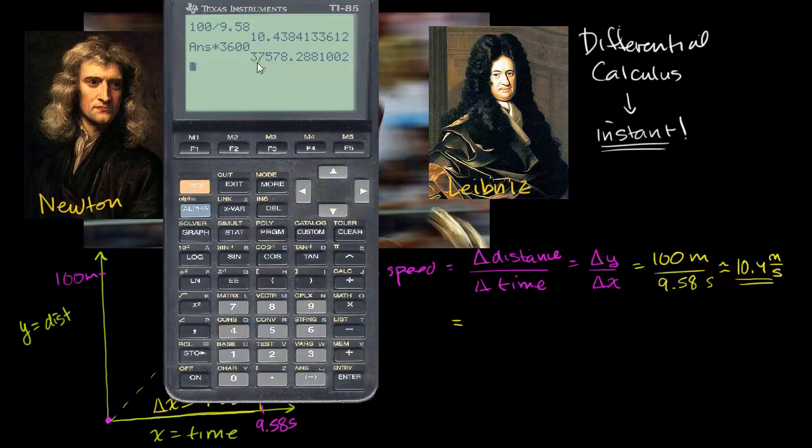This is how fast he's going, meters per hour. And then if you were to say how many miles per hour, there's roughly 1,600, and I don't know the exact number, but roughly 1,600 meters per mile. So let's divide it by 1,600. And so you see that this is roughly a little over 23, about 23.5 miles per hour.